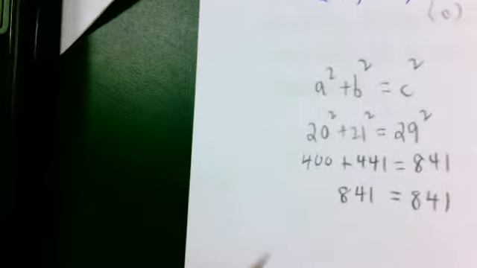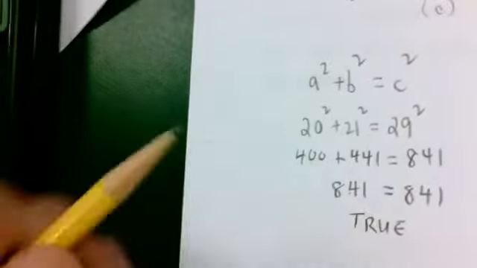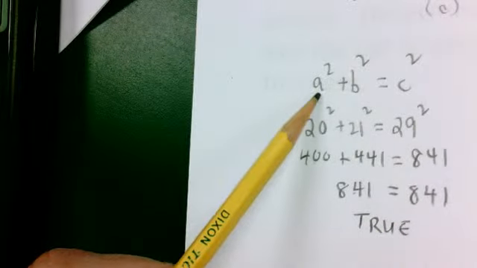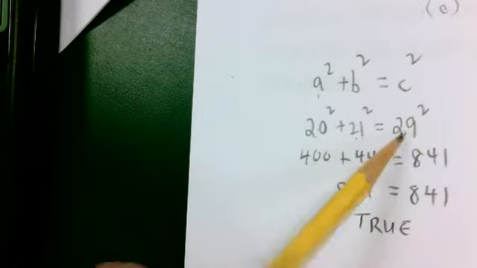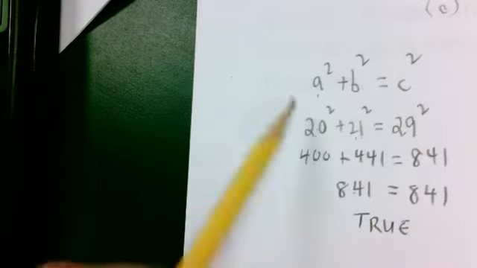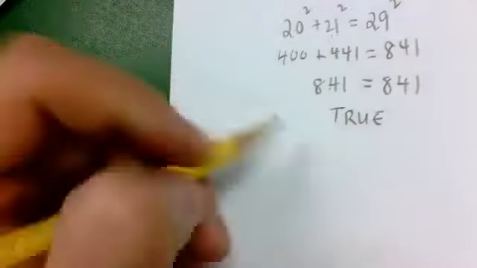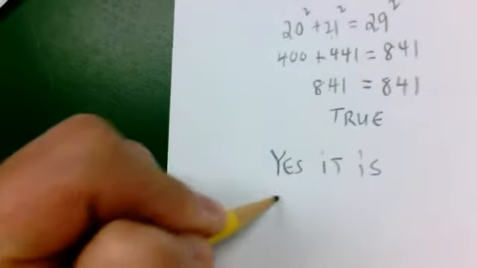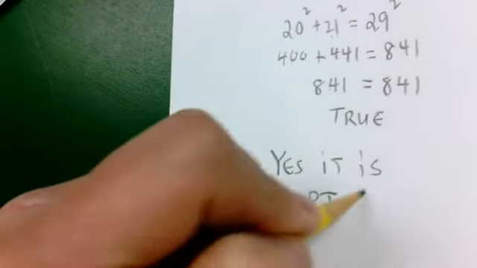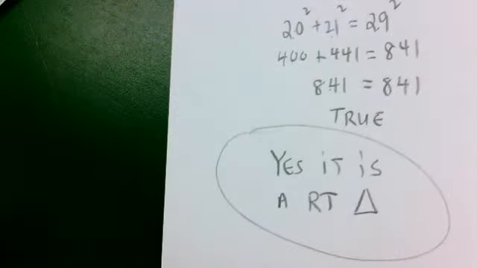So because it is exactly equal on both sides, that means that when I square this value and I square this value and I add them together, yes, it is true that it does equal exactly this. Well, that's what the whole theorem is about, that it's only going to work for right triangles. So because we got a true statement, we're going to say yes, it is a right triangle. Yes, these three sides form a right triangle.